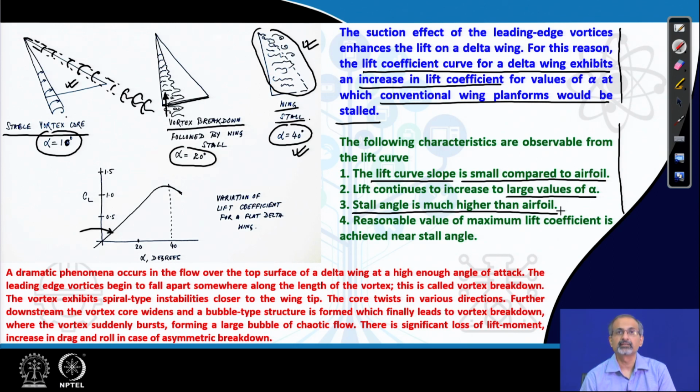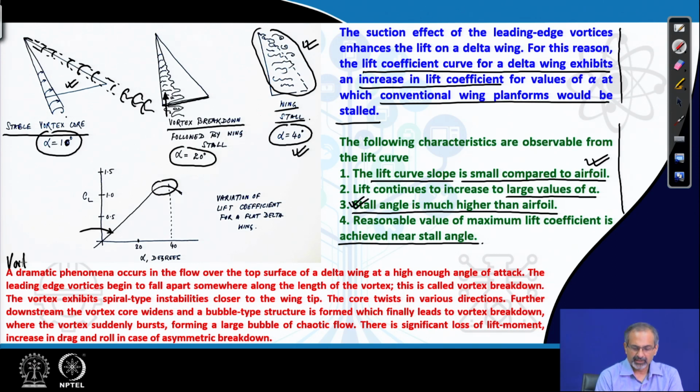Stall angle is much higher than the airfoil section, and a reasonable value of maximum lift coefficient is achieved near stall angle. So, these values of CL may be obtained at much smaller values of alpha corresponding to the airfoil section, but the main issue is that the stall occurs much earlier there. Here the stall is delayed. As far as vortex breakdown is concerned, let us have a little more elaboration on that. That is what we have in this paragraph.